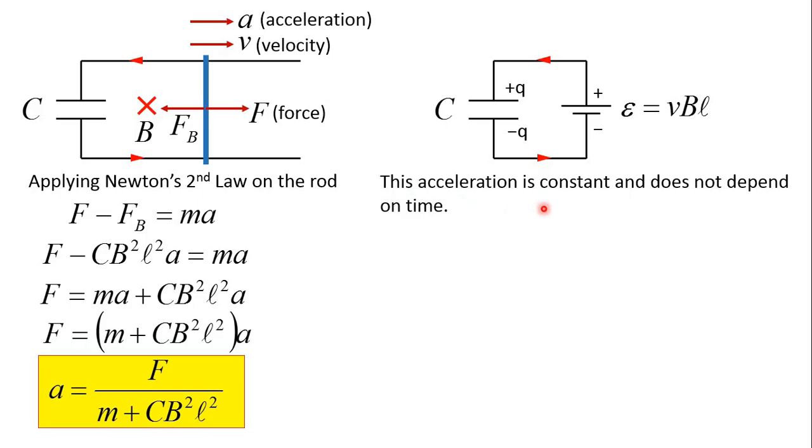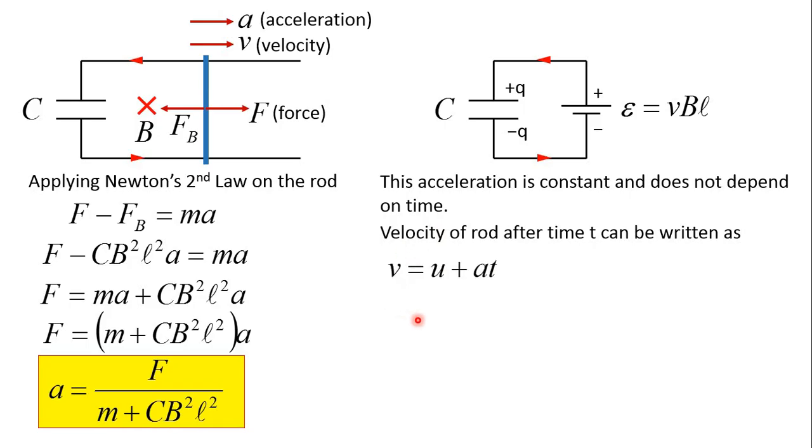If you note this answer, it is a constant value. This acceleration is a constant value and it does not depend on the time. It's a constant acceleration. So we know from kinematics that if the acceleration is constant, then we can use the formula V is equal to U plus AT. Once again a reminder that this formula V is equal to U plus AT can be used only when the acceleration is constant. So initial velocity of the rod was 0, so U is equal to 0. So velocity V is equal to A into T. So here is our A, just multiply it with T and we get our answer.